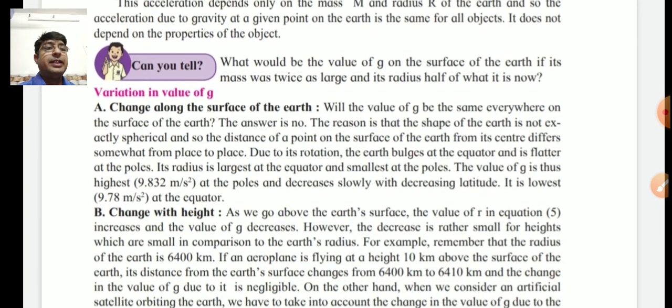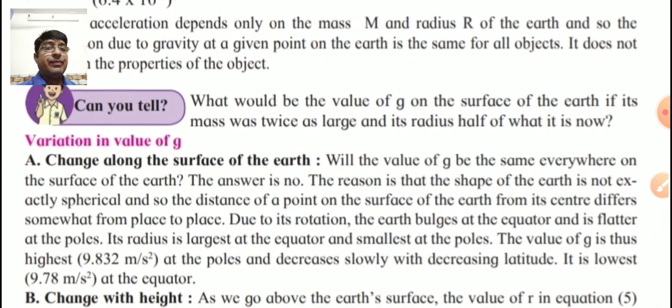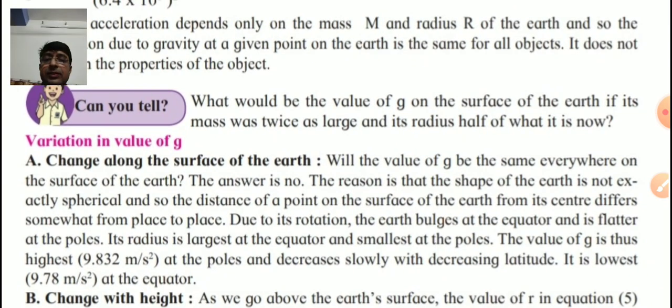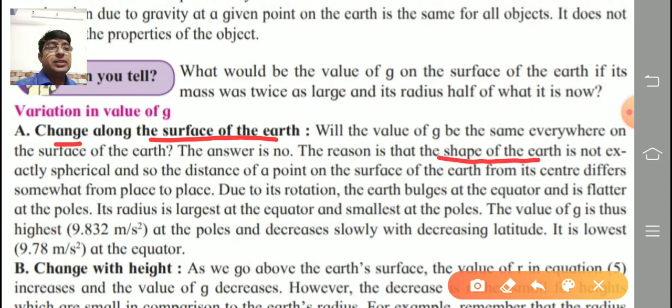Next point: variation in the value of g. Here also a question is asked for 3 marks. What are the factors that affect the value of small g, the acceleration due to gravity? First one, change along the surface of the Earth. In short, we write it as a change of shape of Earth.